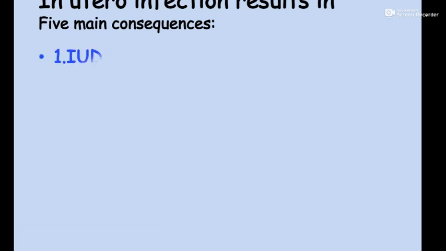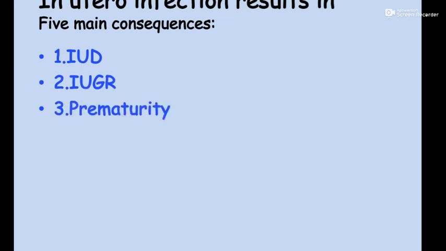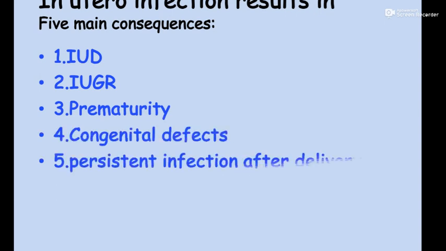The main consequences of in utero infection are intrauterine death, intrauterine growth retardation, prematurity, congenital defects, and persistent infection after delivery.